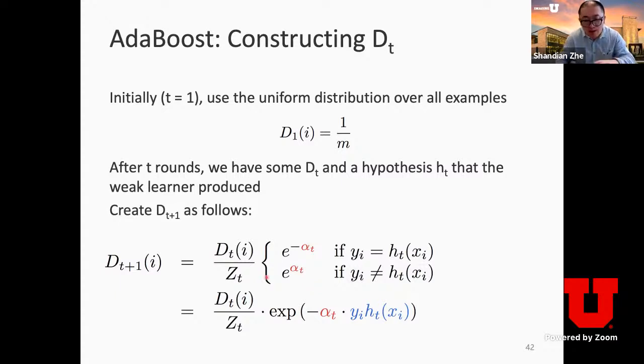If we summarize the two cases together, because considering two separate cases is inconvenient, we can summarize the update of this weight using one formula. We just multiply the previous weight Dti by the exponential factor, e to the minus alpha t times the product between yi and the prediction ht of xi. Why can we do this? Any idea?